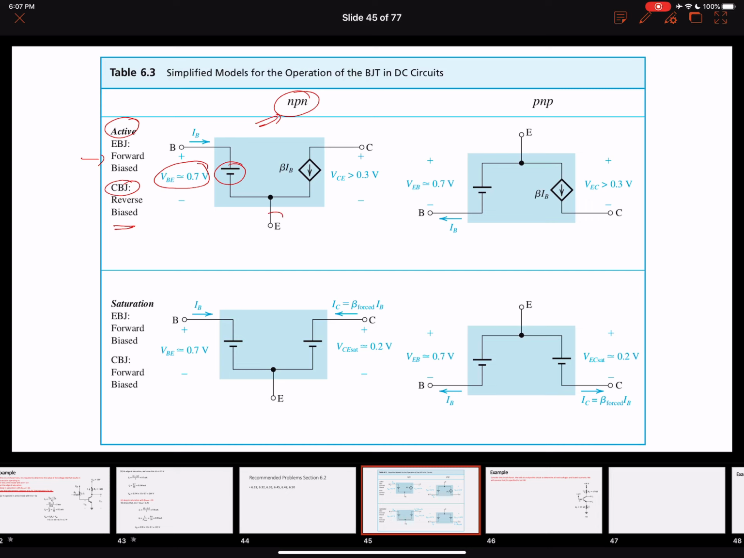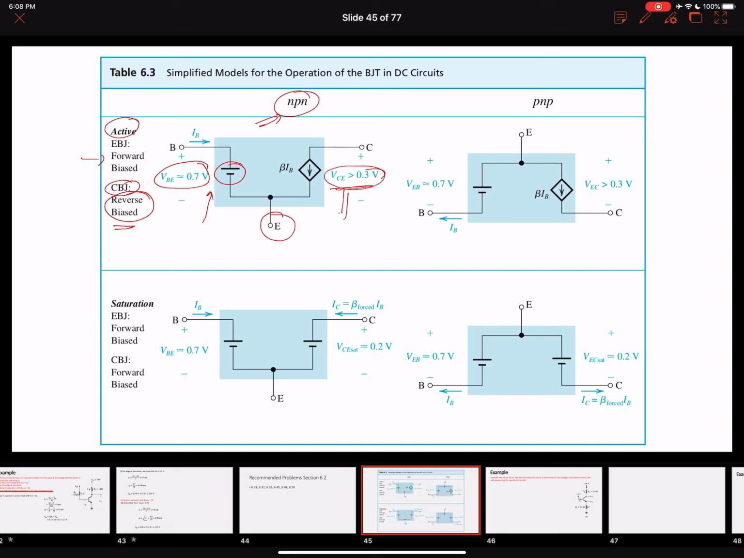Again, these are the common emitter models. So in order to operate this NPN transistor in the active mode, our emitter to base junction is forward biased and our collector to base junction should be reverse biased. We saw that for the collector to base junction to be reverse biased, our collector to emitter voltage should be greater than 0.3 volts. Then our collector to base junction will be reverse biased and we will operate the transistor in the active mode.